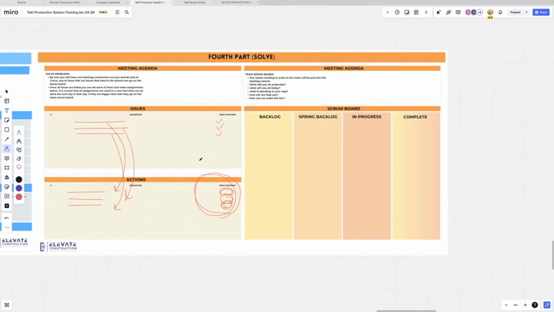If any of these issues become big enough to where the foreman or the superintendent can't handle them, they go on to the meeting agenda for the team, where it becomes a part of their Scrum process. So if this major issue, like let's say it's design change or like a deferred submittal or something else like that, we need that to the project team, the project manager, project engineer to start moving that to completion as a part of their Scrum process.